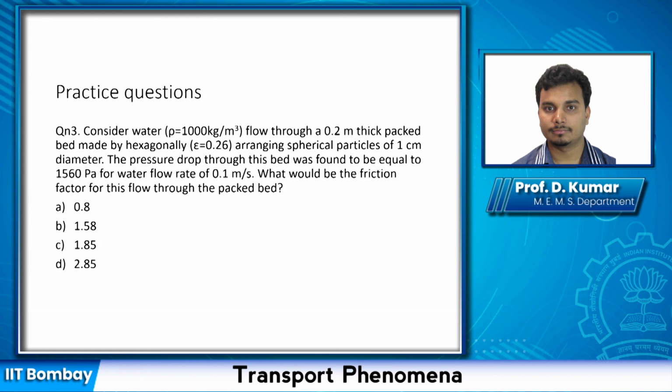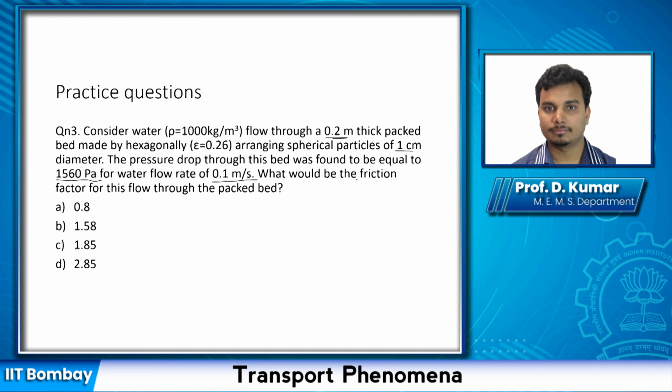So with that, let's do this practice problem. Consider the same problem we did, similar to what we did in problem 2. This is water flow through this packed bed. Epsilon is this. The particle size is given here. The pressure drop through this bed was found to be equal to 1560 Pascal for a water flow rate of 0.1 meter per second. In fact, if you calculate through our equation, you will find that you get this much pressure drop for this thick packed bed.